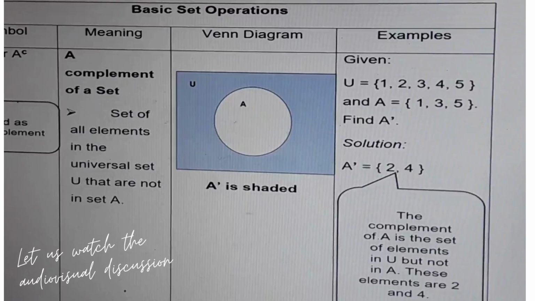So for example, if we consider the universal set as a set of numbers 1, 2, 3, 4, and 5, and A contains 1, 3, and 5. So finding the complement of A, these are the numbers not mentioned in A, numbers 2 and 4. So the complement of A is a set of elements in U, but not in A. And these elements are 2 and 4.